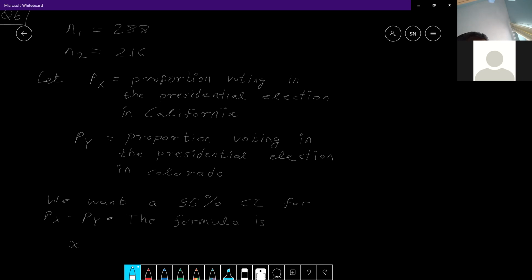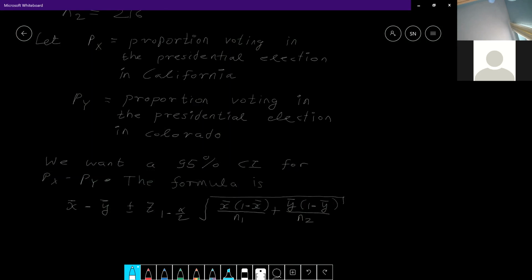The formula is the following: x bar minus y bar plus or minus z_(1 minus alpha by 2) times the square root of x bar times (1 minus x bar) divided by n1 in this case, plus y bar times (1 minus y bar) divided by n2. Okay, so this is the formula that I gave you in the class, right? So look back either in the printed notes or the scanned notes. You should see this formula.